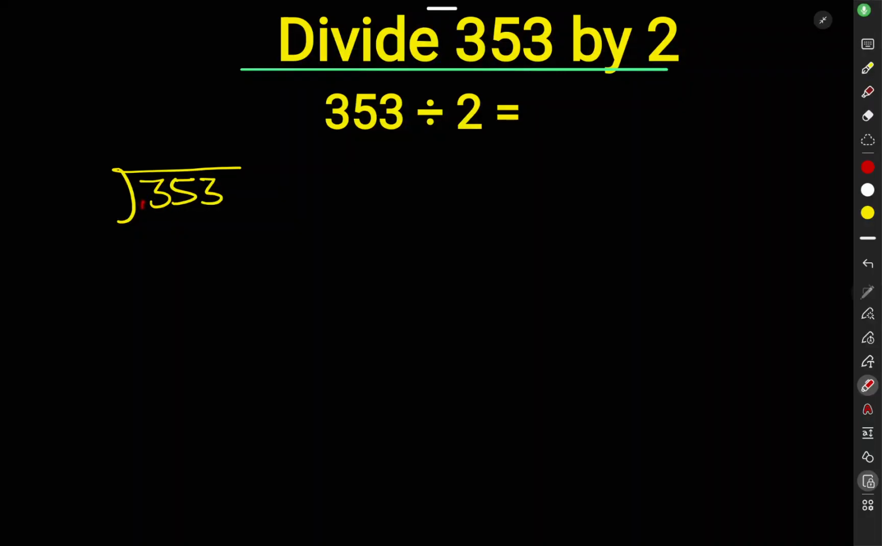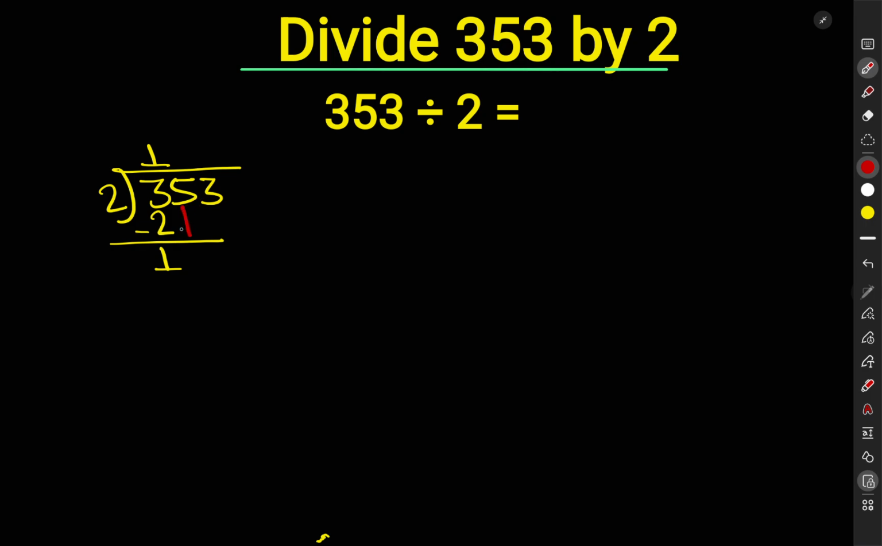We divide 353 by 2 in the long division method. So 2 times 1 means 2. On subtracting we get 1. So now this 1 is less than 2.